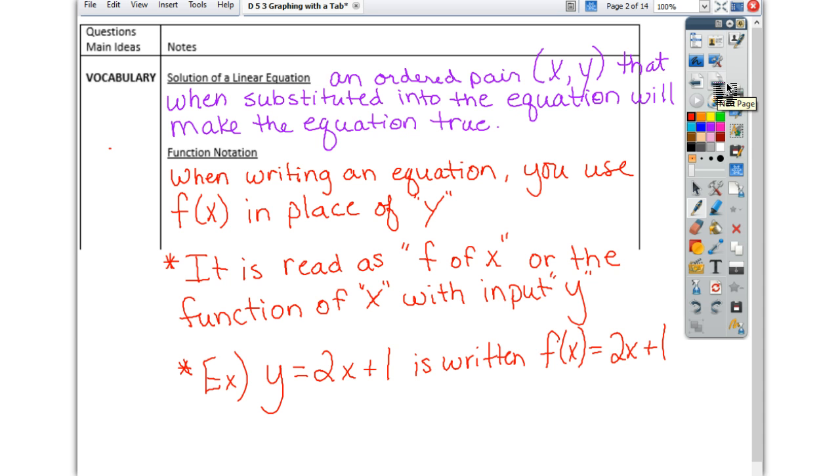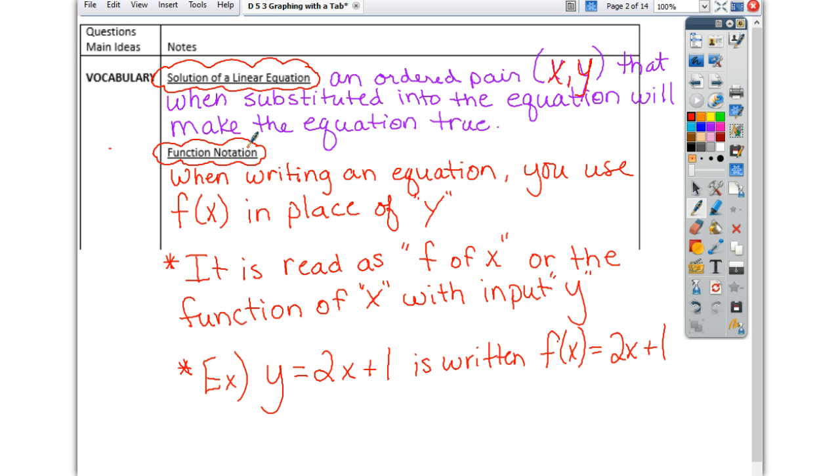First one is a solution of a linear equation. That is when an ordered pair, meaning your x and your y, that when substituted into the equation will make the equation true. Makes it work. And then function notation.